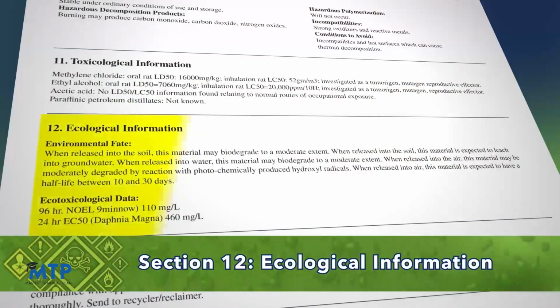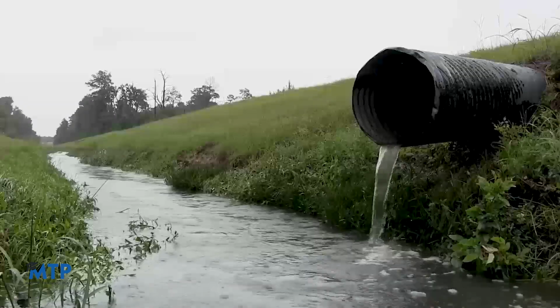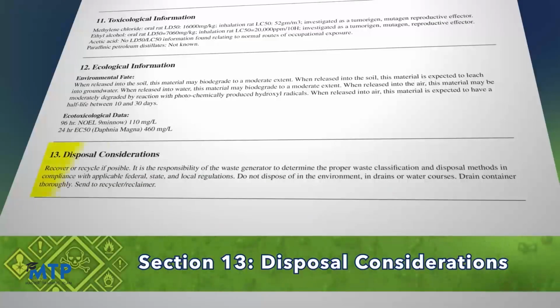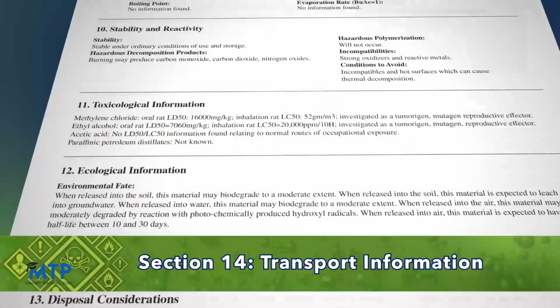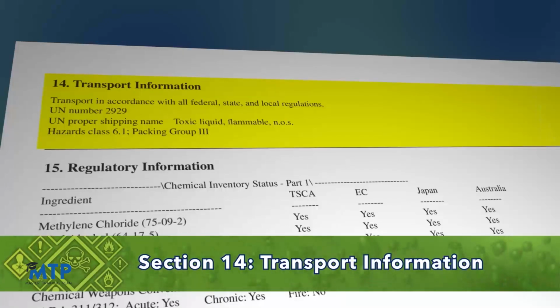Section 12 describes how the chemical interacts with the environment. This section covers how long the chemical will last, how it spreads, and any other important information. Section 13 explains proper disposal of the chemical and its container. Section 14 includes instructions on the safe and unsafe ways of moving the chemical.